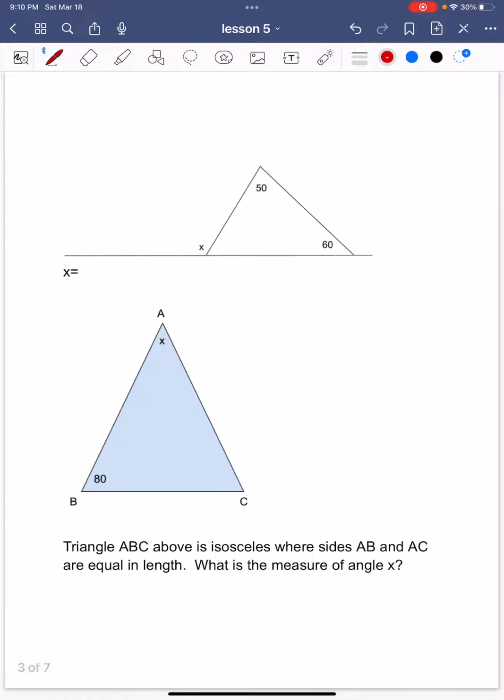All right, let's do some problems. So we want to find angle x. Well, if we find this angle, let's label that y, we know x plus y equals 180. And then we could solve for x. We also know that this angle and y add up to 180 because those are the angles of a triangle. So 50 plus 60 is 110 plus y equals 180. That means y is 70. And if y is 70 and x plus y equals 180, then x equals 110.